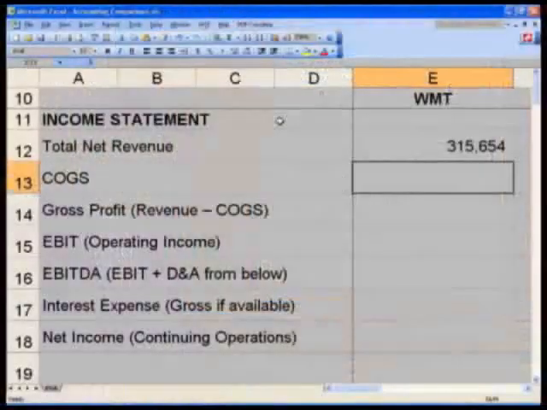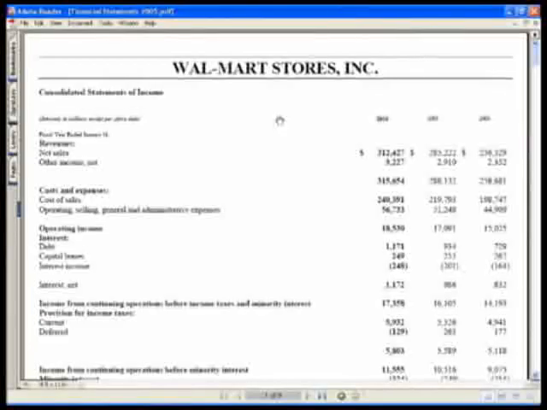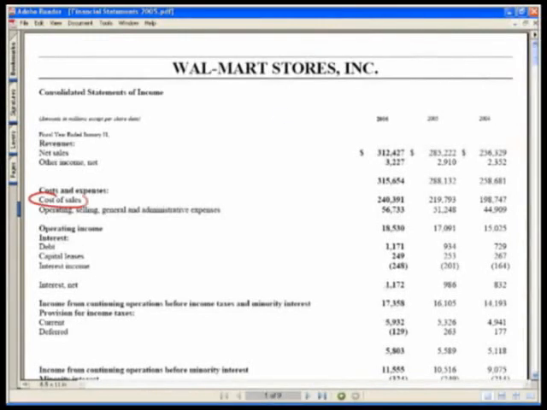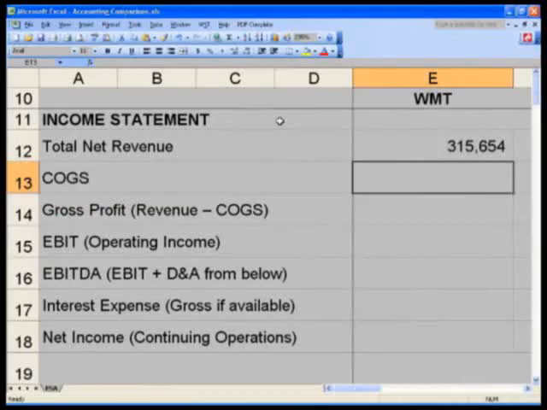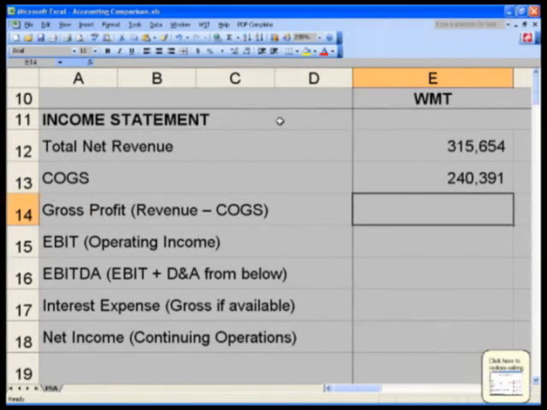All right. Now, let's go back to our numbers. What we want to do next here is we want to take a look at this and we say, what is our COGS, our cost of sales? Simply 240,391. So let's go ahead and input 240,391. Of course, you will write that down in your answer grid.